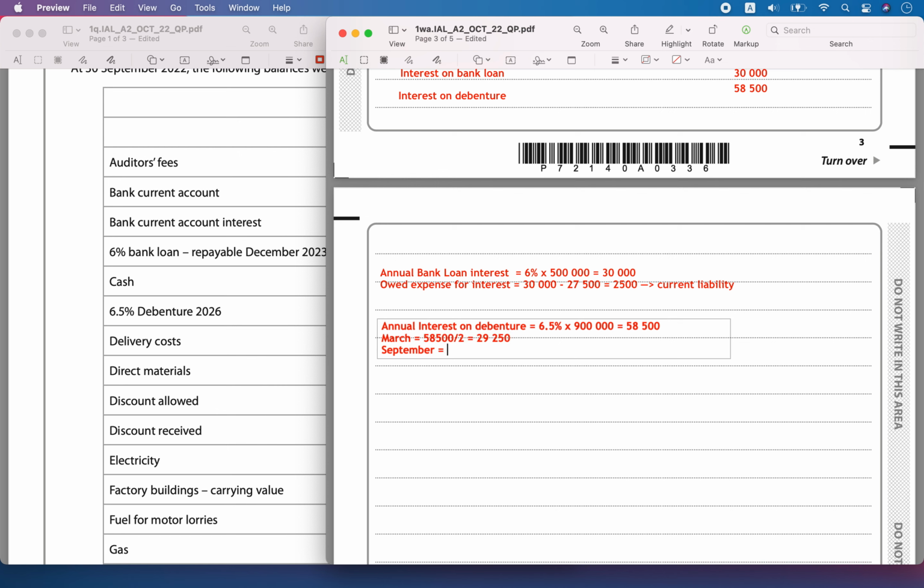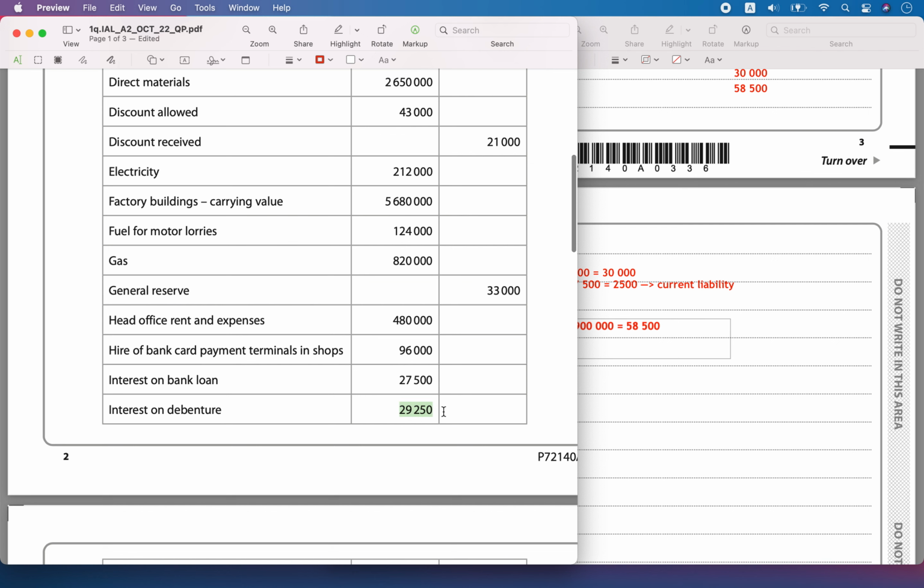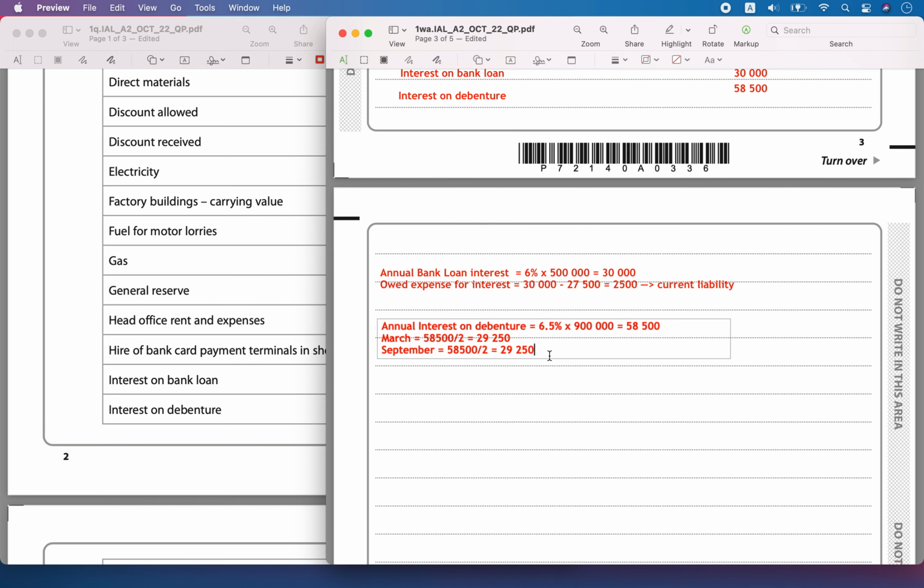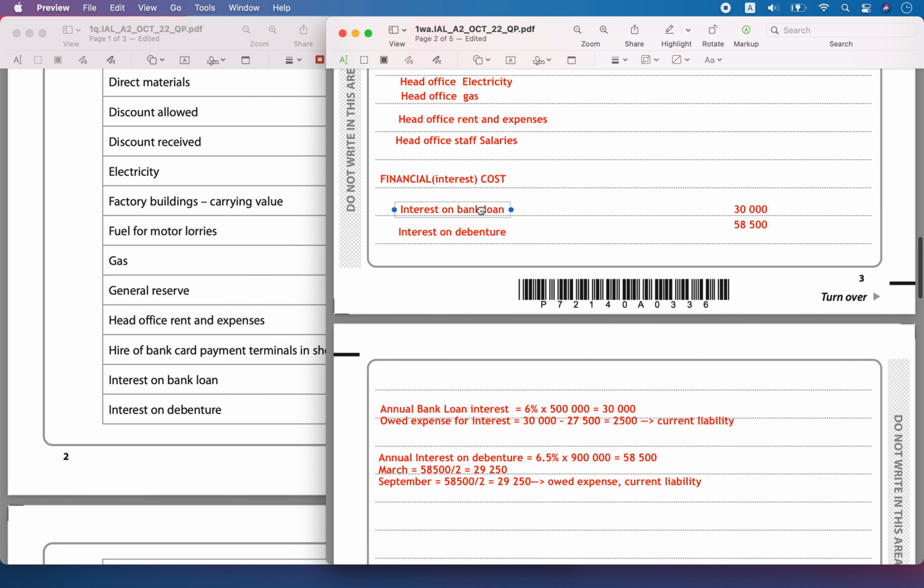This has been paid in March, so that is what is going to be reflected here, but the September payment is outstanding, so this becomes a current liability because it's an owed expense. You need to pay within this year. So the 29,250 will become the owed expense.